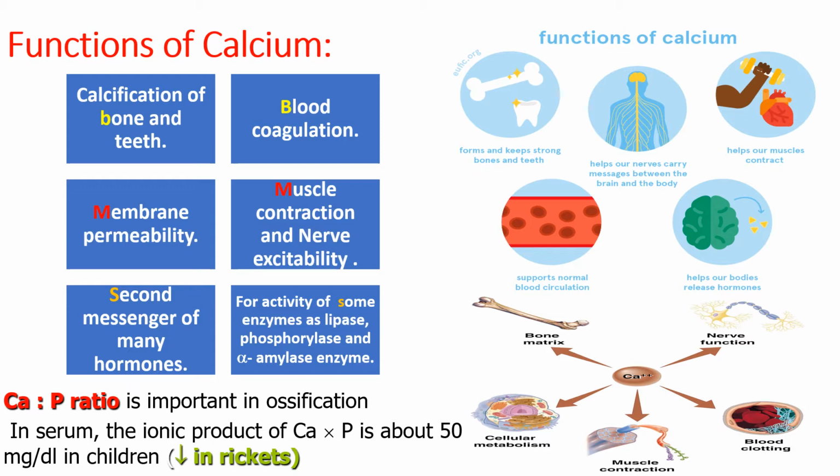The last two begin with S: second messenger of many hormones, and also activity of many enzymes such as lipase and phosphorylase. So the functions of calcium are 2B, 2M, and 2S. Bone and blood, muscle and membrane, second messenger, and activity of some enzymes. So it's very important for bone and teeth mineralization, blood clotting, membrane permeability, muscle contraction, second messenger of many hormones, and activity of some enzymes such as lipase and phosphorylase.